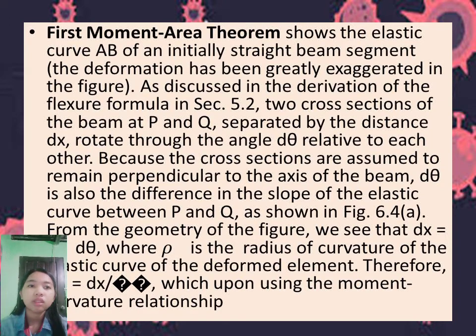From the geometry of the figure, we see that dx equals ρ dθ, where ρ is the radius of curvature of the elastic curve of the deformed element. Therefore, the derivative dθ equals M/EI dx, using the moment curvature relationship. So the first moment area theorem states the total change in slope between A and B is equal to the area of the bending moment diagram between these two points divided by the flexural rigidity EI.